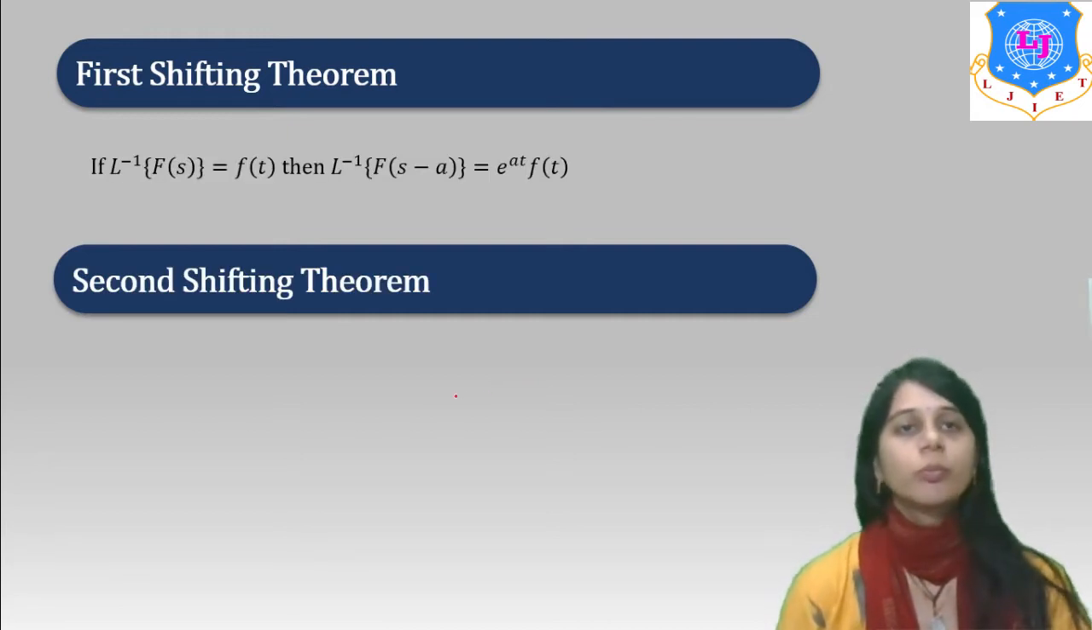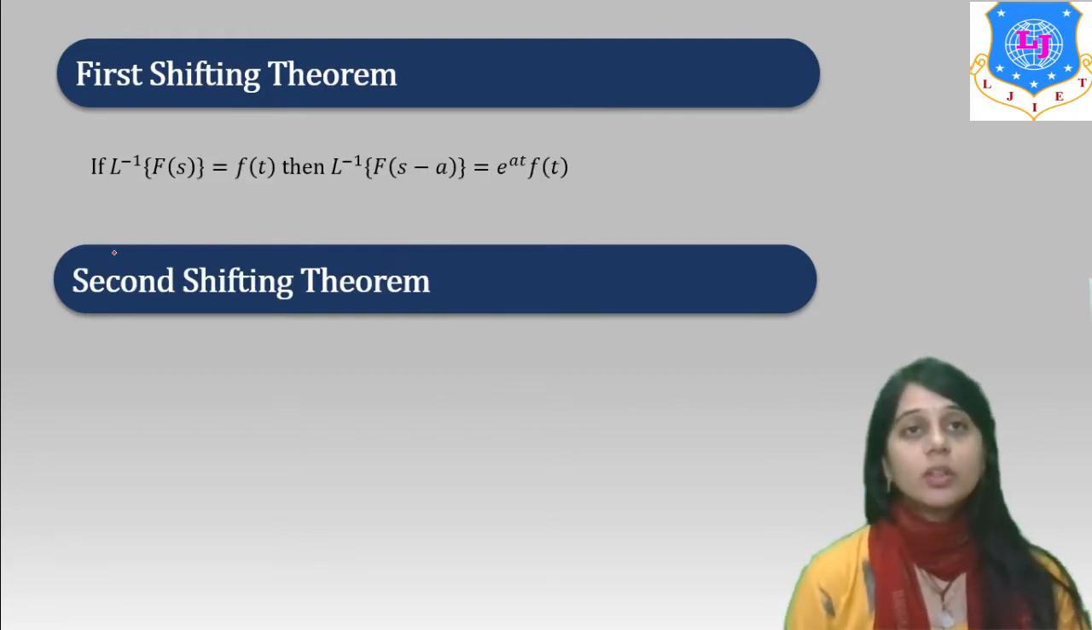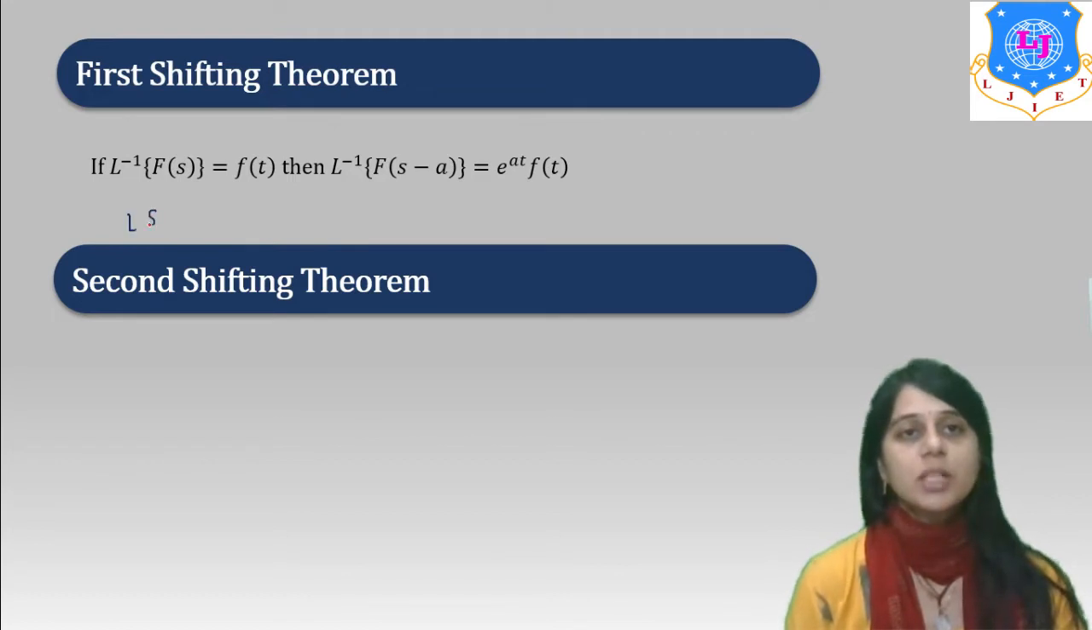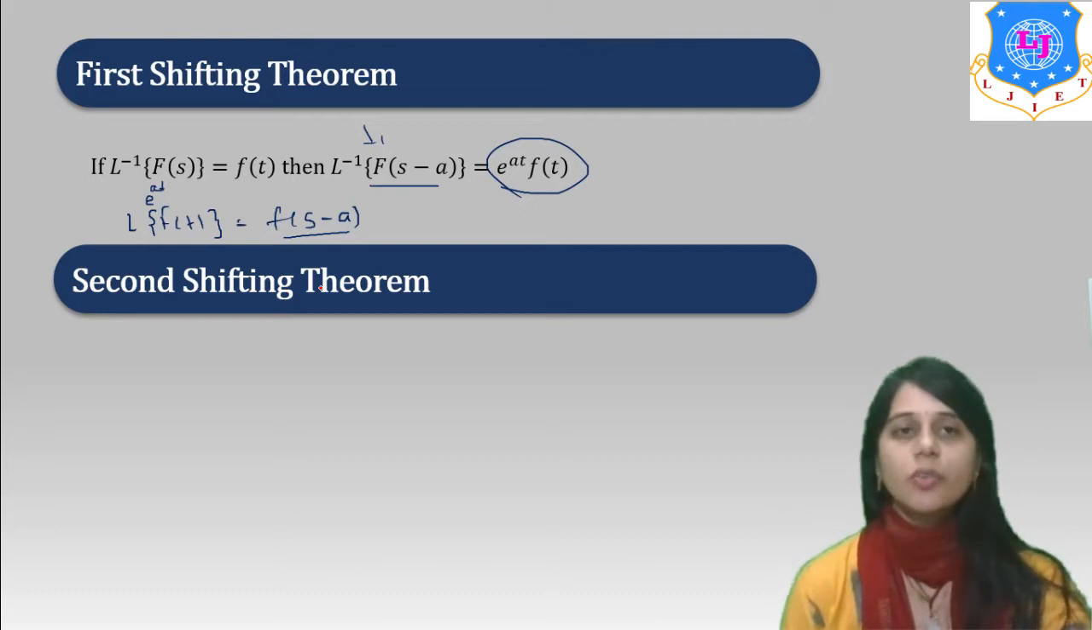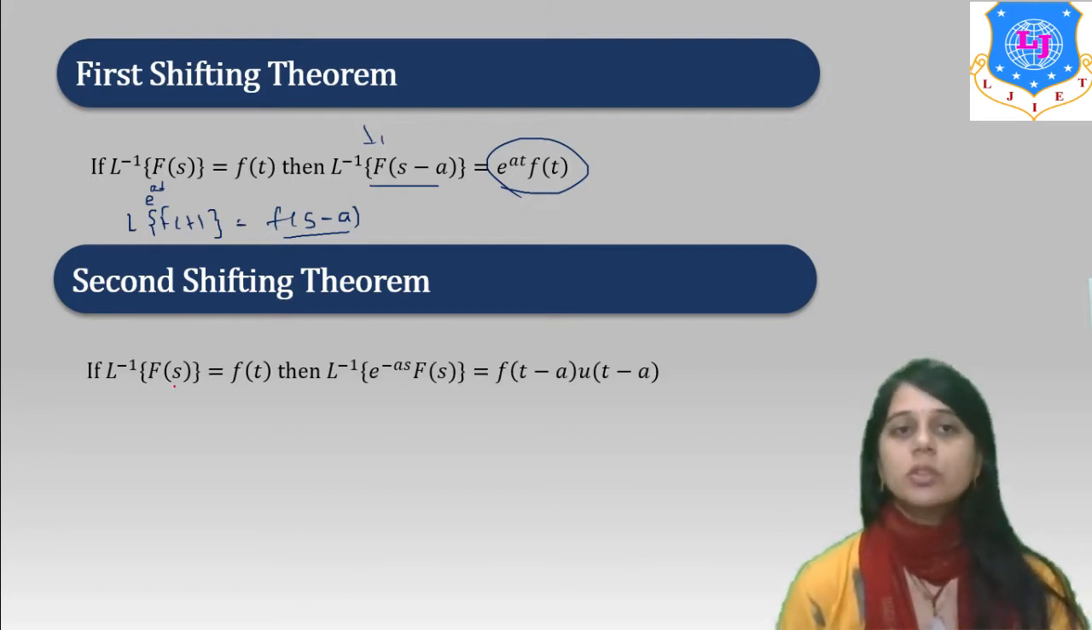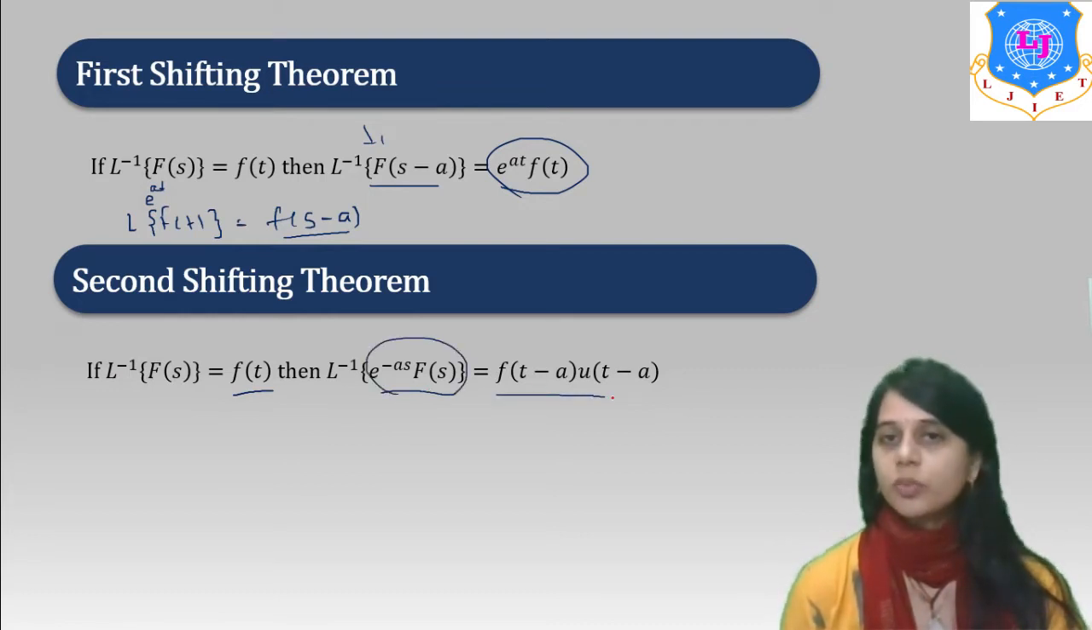First shifting theorem. What is the first shifting theorem for the Laplace? Laplace of e raised to at f of t is F of s minus a. If we are applying Laplace for e raised to at f of t, we get F of s minus a. So, if we are applying inverse of F of s minus a, we get e raised to at f of t. Similarly, for the second shift theorem, if inverse of F of s equal to f of t, then inverse of e raised to minus as upon F of s is f of t minus a, u of t minus a.